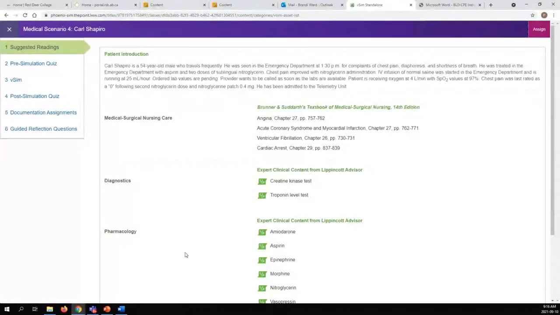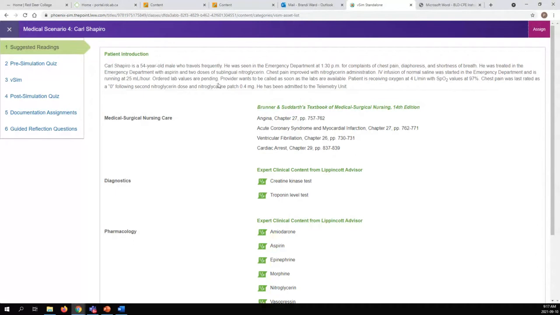So for today, I'm just going to be going through the Carl Shapiro scenario. So when you open it up, this is what it's going to look like. It's going to start off, just like I mentioned in our brief orientation at the beginning there, on the left-hand side with your suggested readings. So what's great is it provides you a little bit of a clinical background here.